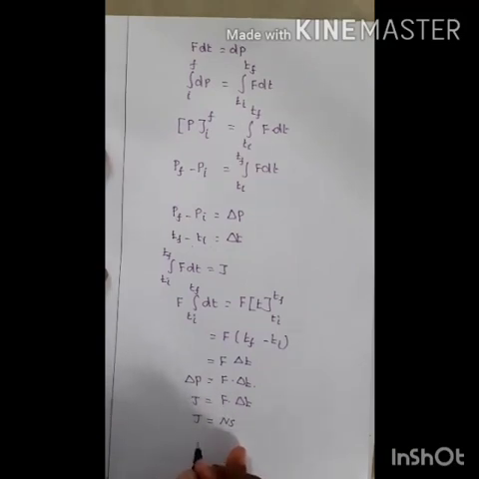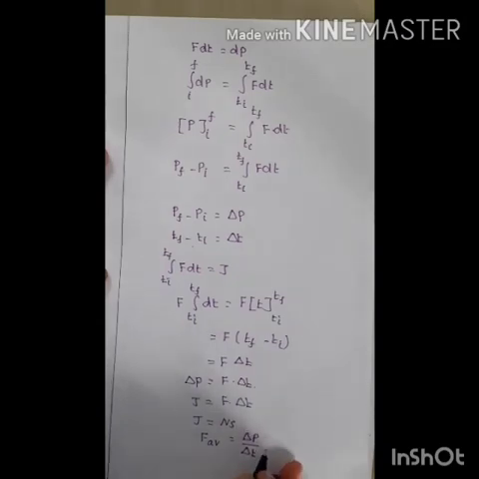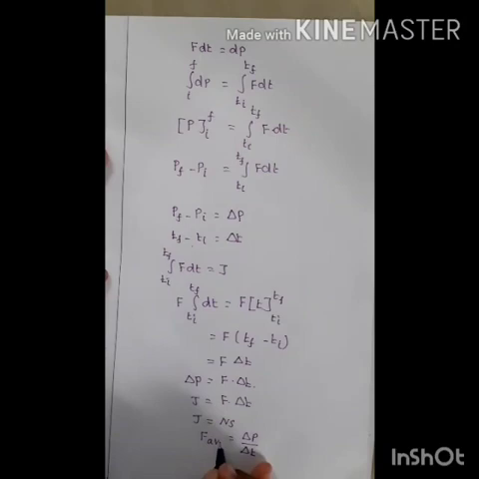The average force acting on the object: this equation becomes F average is equal to delta p by delta t. The average force acting on the object is greater when the time interval is smaller. Whenever the momentum of the body changes very quickly, the force becomes larger.